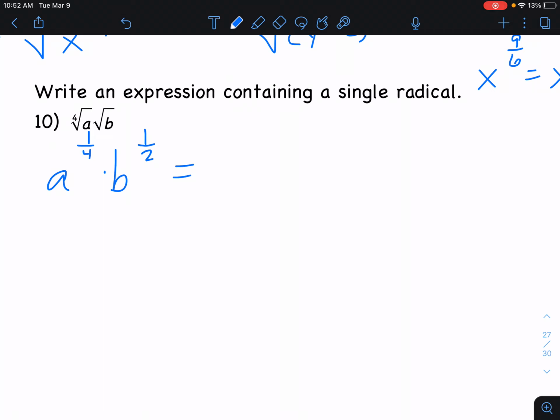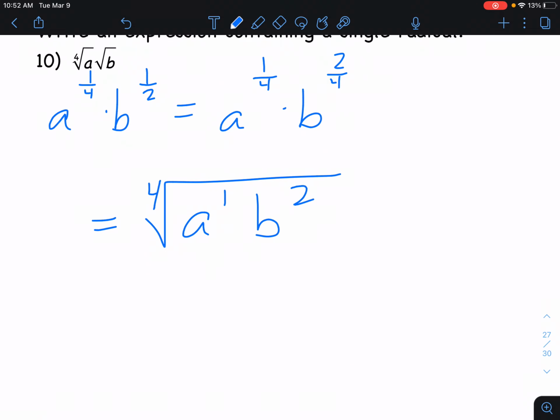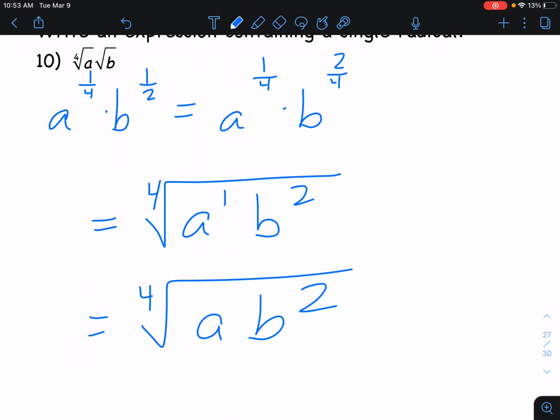So if you have denominators of 4 and 2, that would be an obvious common denominator of 4. So 1/4 carried over for the a, and then the b, what would that be? Over 4, multiply each by 2, so 2/4. So now that they both have denominators of 4, we can write it as a single radical. So 4th root of a to the power of 1, b to the power of 2, and then just get rid of that 1. So 4th root of ab squared.